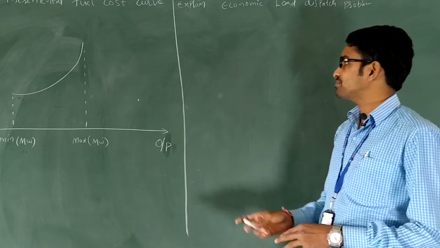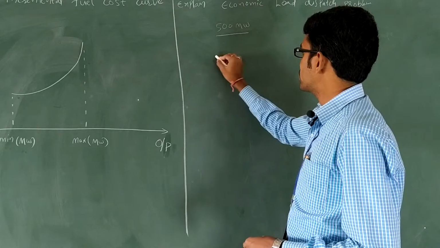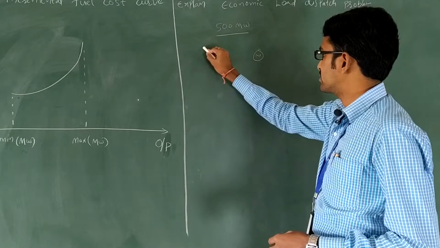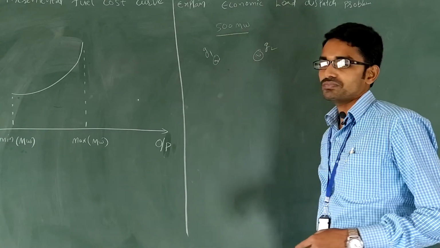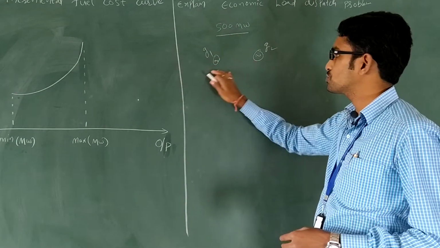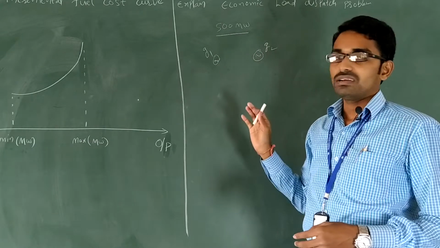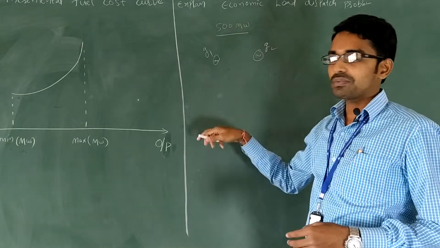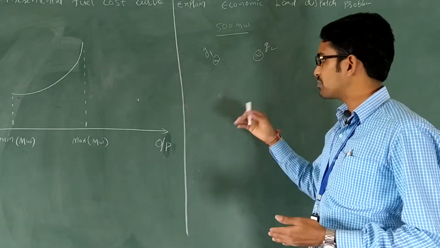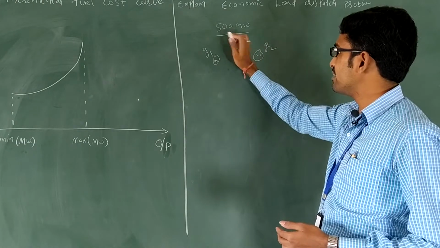Let us consider that there is a 500 megawatts load and there are 2 generating stations. Let us consider these are G1 and G2. How we are going to distribute these 500 megawatts of load between these 2 generators is the economic dispatch problem. Here, if we consider the economic operation, we are going to distribute the generation between the 2 generators by considering the cost of the generation. So here we have 500 megawatts.